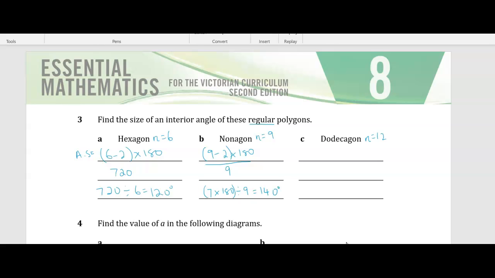And a dodecagon, so 12 minus 2 times 180, and we're dividing by 12. So 10 times 180, divide that by 12. And we get 150.